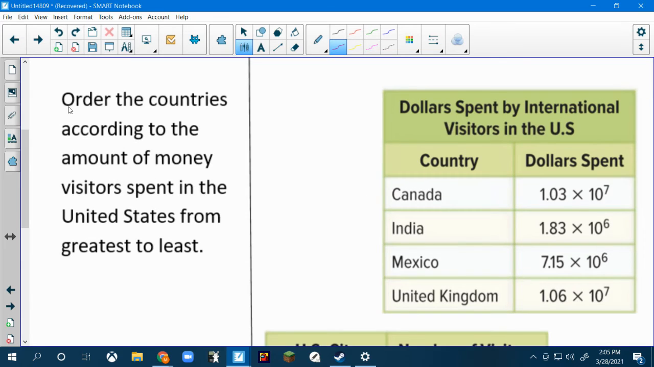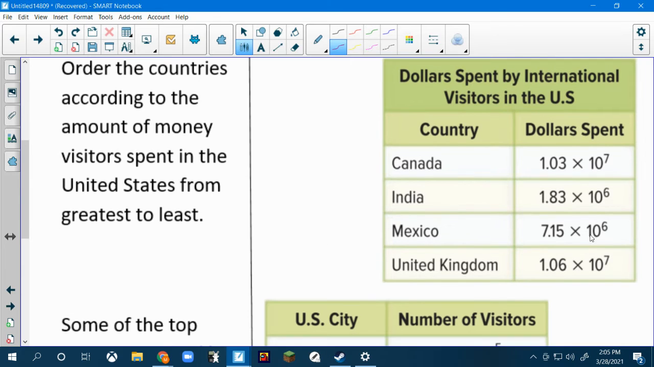Let's look at some ordering here. Order the countries according to the amount of money visitors spent in the United States from greatest to least. Canada spends 1.03 times 10 to the 7th dollars. India 1.83 times 10 to the 6th. Mexico 7.15 times 10 to the 6th. And United Kingdom 1.06 times 10 to the 7th. Well, typically when we do this, we need to just compare our exponents. The lower the exponent, the smaller the number.